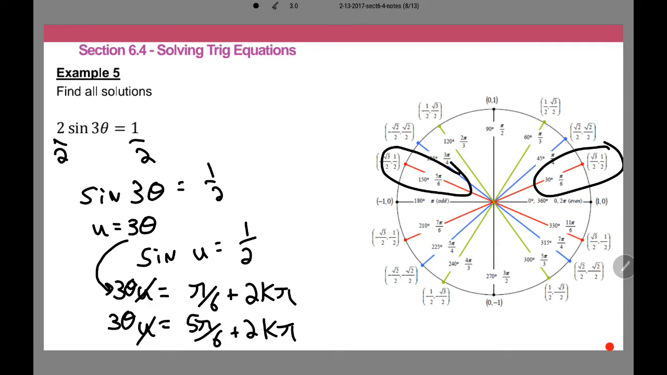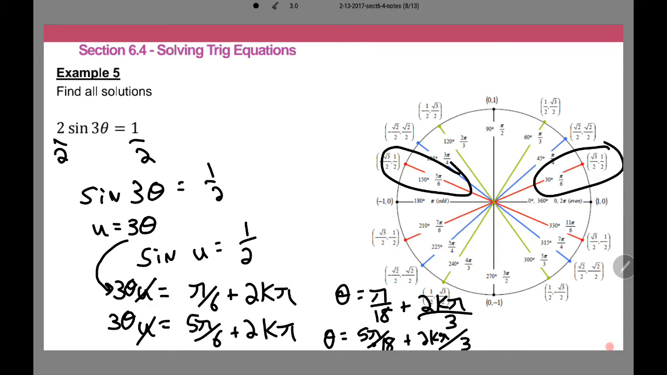So my final answer for theta is equal to pi over 6 divided by 3 would be pi over 18, and then my 2k pi becomes 2k pi over 3, and my second one does the same thing. It's 5 pi over 18 plus 2k pi over 3. Alright, so I had to substitute so I could figure it out, and then I plug it back in.